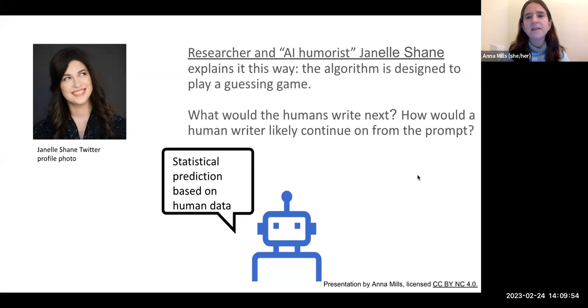She explains that the algorithm is playing a kind of guessing game. What would the humans write next? How would a human writer likely continue on from the prompt? The prompt is what we ask it to do, and then it's just predicting what comes after that. So it's a prediction based on human data. It's based on text written by humans.